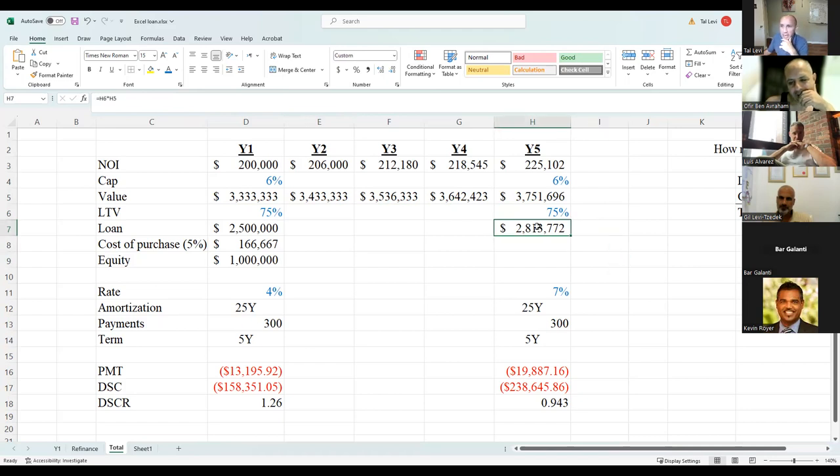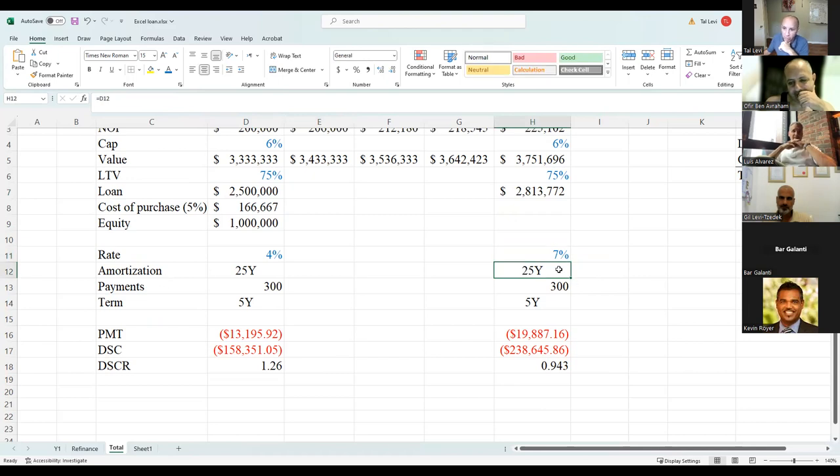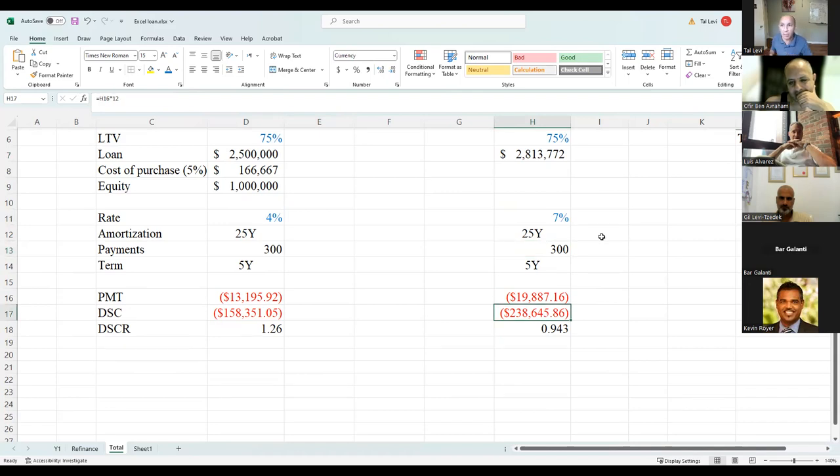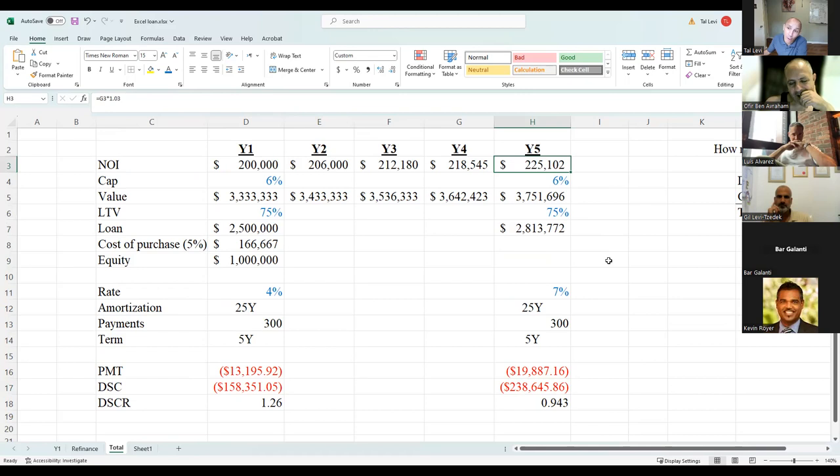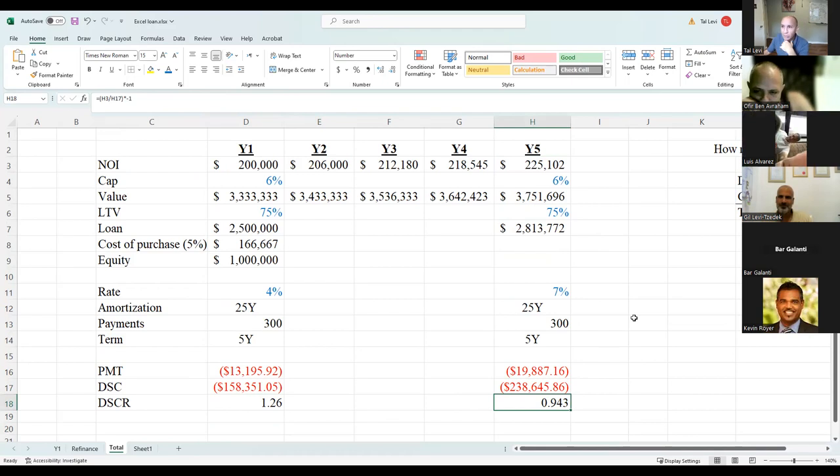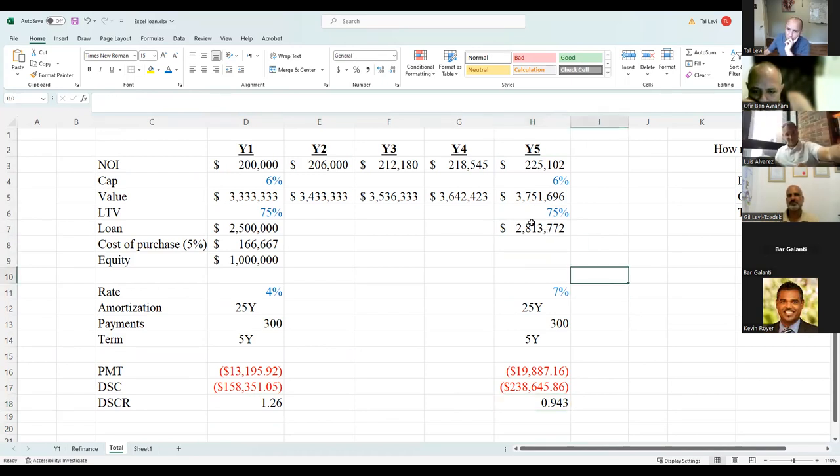But what happened to the interest rate in the last 5 years? The interest rate went from 4 to 7. And if I'm using the same amortization, my loan payment now is about $238,000 a year, when my NOI is only 2 to 5. Which means my loan payment is higher than the money that I have. My debt service coverage ratio went down from 1.26 to 0.9. It's less than 1. Anybody think there is a bank that's going to approve this loan? No. So now I need to see what loan amount is going to bring me to a debt service coverage ratio of 1.2, which is the minimum required by the bank, right?